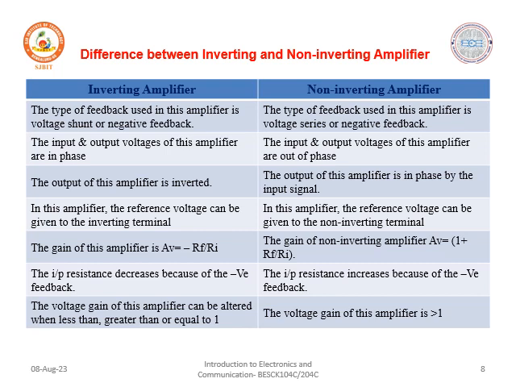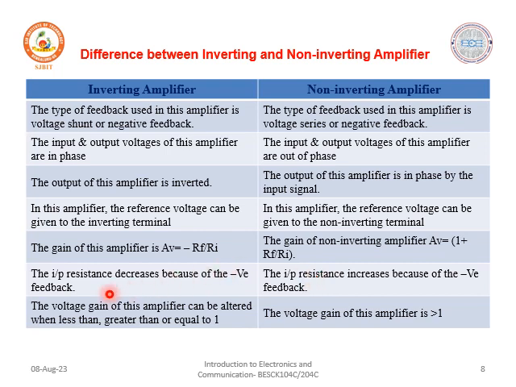Considering the differences between the inverting and non-inverting amplifier. In the inverting amplifier, the type of feedback used is voltage shunt negative feedback. In the non-inverting amplifier, the type of feedback used is voltage series negative feedback. In the non-inverting amplifier, the input and output voltages are in phase. In the inverting amplifier, the input and output voltages are out of phase. The output of the inverting amplifier is inverted. The output of the non-inverting amplifier is in phase with the input signal. In the inverting amplifier, the reference voltage can be given to the inverting terminal. In the non-inverting amplifier, the reference voltage can be given to the non-inverting terminal. The gain of the inverting amplifier is AV equal to minus RF by RI. The gain of the non-inverting amplifier is AV equal to 1 plus RF by RI.